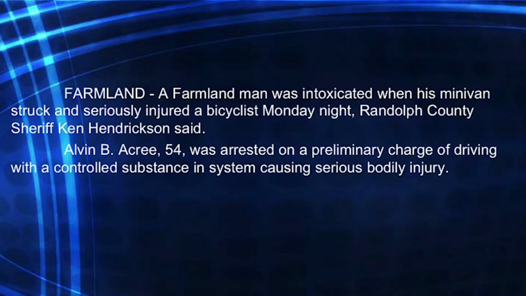A farmland man was intoxicated when his minivan struck and seriously injured a bicyclist Monday night. Randolph County Sheriff Ken Hendrickson said Alvin B. Acree, 54, was arrested on a preliminary charge of driving with a controlled substance in system causing serious bodily injury. They're using the exact form of the charge from the Indiana Code, so it reads a little awkwardly. So again, very straightforward.